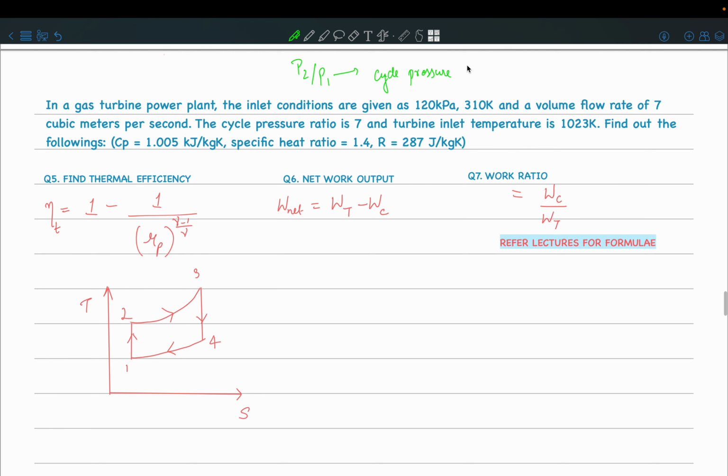So first you should be clear what is given in the question and then you should solve it. So now we know P1. P1 is given as 120 kilopascals. Then T1 is given as 310 Kelvin, and a volume flow rate is given as 7 meter cube per second. And then this pressure ratio, which is Rp, which is equal to P2 by P1, is given as 7.